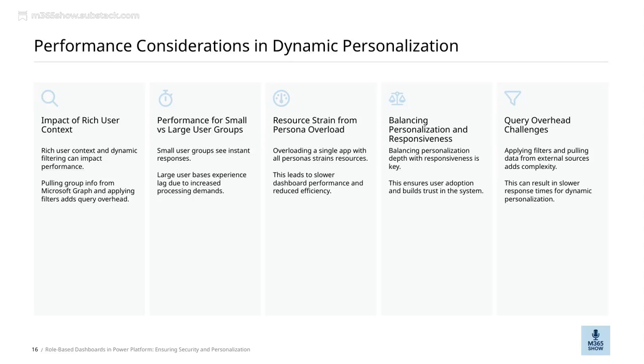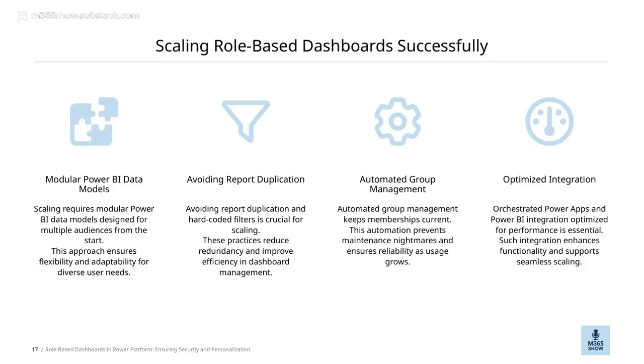And let's not forget about the richness of user context. Incorporating detailed user information and dynamic filtering, like pulling group info from Microsoft Graph and applying filters, adds additional query overhead. This can impact overall performance, so it's about finding a balance, delivering enough context to personalize effectively without overwhelming the system. Now, let's talk about scaling role-based dashboards successfully.